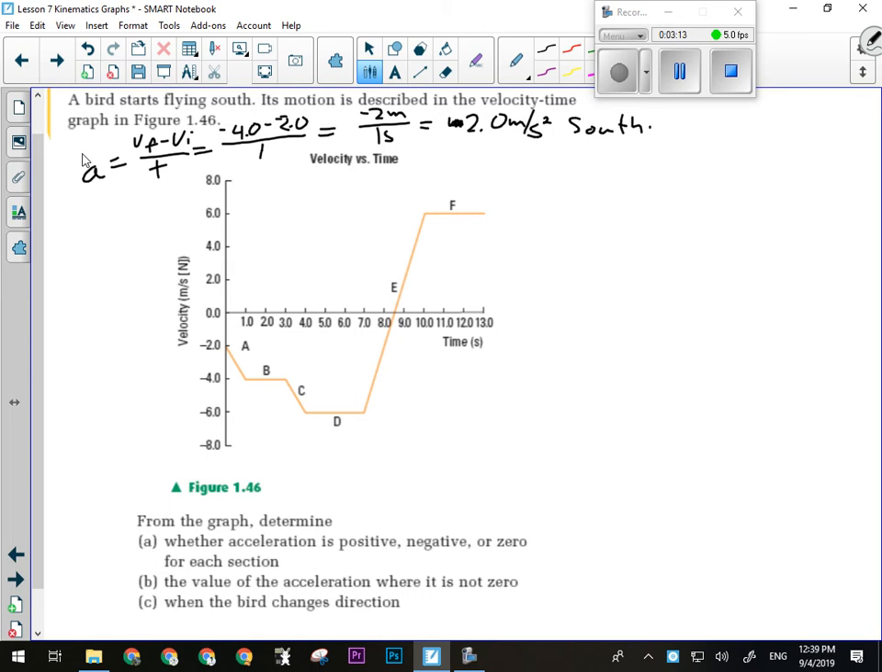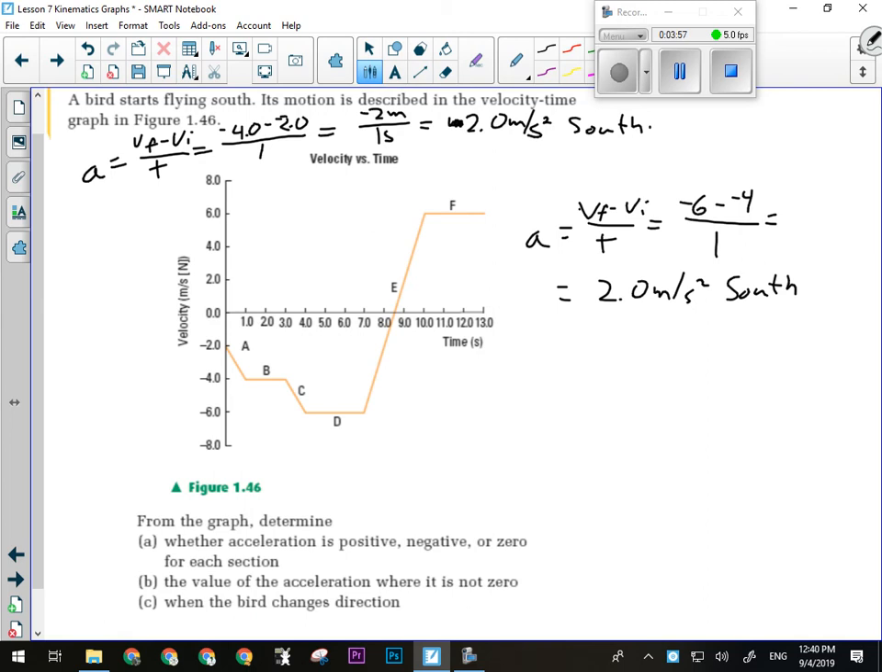The next place where an acceleration is going on is part C. In part C, we go from negative 4 to negative 6. If we want to use this formula again, we're going to have vf minus vi over t, same as before. That's negative 6 minus negative 4, divided by, and again, that's going to take from 3 to 4 seconds, so 1 second. Is it the same as what we just did? Should I be able to recognize that from the lines? They have the same slope, don't they? They look pretty much the same. So that's also going to be 2.0 meters per second squared south.